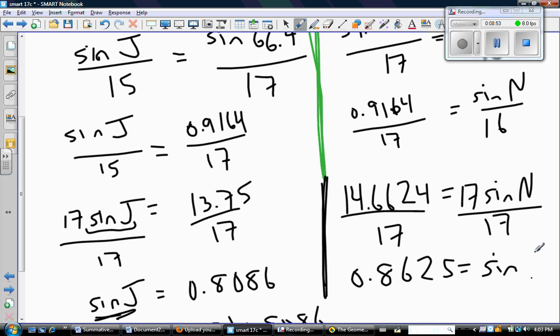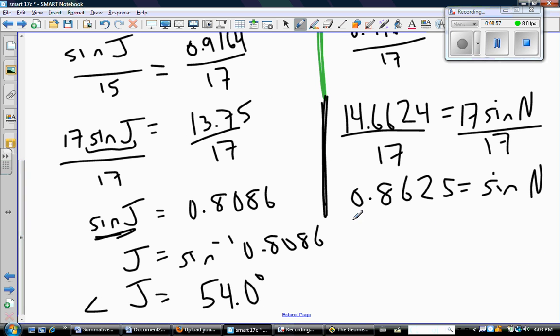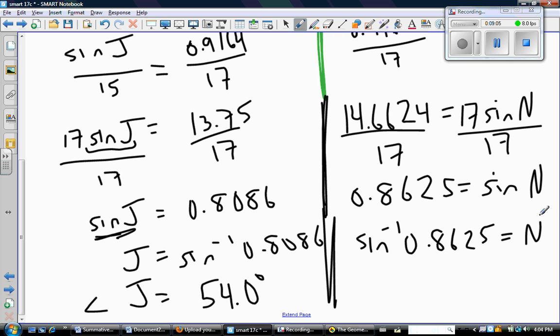So how do I find n? We do inverse sine. So inverse sine of 0.8625 is the value of n. So in my calculator, second function sine, I get 59.59. So I'll say 59.6 degrees equals n. And that's angle n. Oops, I put the angle in the wrong spot.